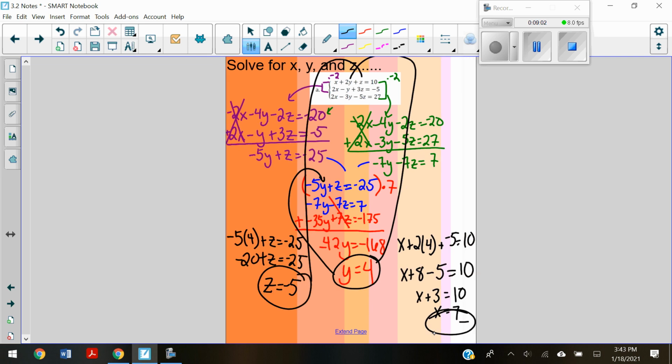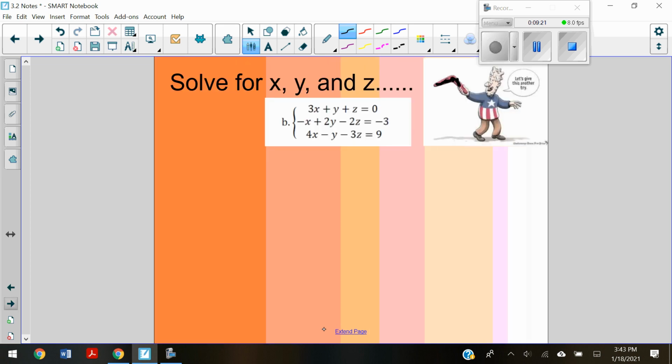My circle is a little off there, but x is 7, y is 4, and z is negative 5. The last thing is you can write this as one ordered pair, just like we have x, y, z in this ordered pair. All right, the first one usually takes the longest to get the vibe going. So let's go ahead and look at this next problem.